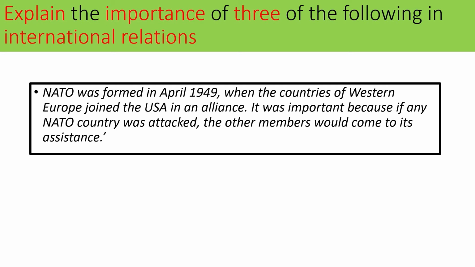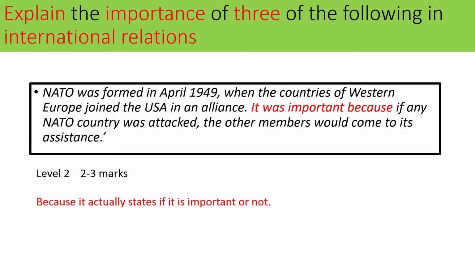So, the question you remember is explain the importance of 3 of the following. We're going to look at the NATO bullet point first. So, NATO was formed in April 1949 when the countries of Western Europe joined the USA in an alliance. It was important because if any NATO country was attacked, the other members would come to its assistance. Alright? So, as a paragraph, that would actually get you 2 to 3 marks. It talks about importance. It doesn't do a great job of it, but it does make an attempt, and it does give you some detail about NATO. So yes, it was formed in April 1949, and yes, it was countries of Western Europe. 2 to 3 marks. Look how easy that is.